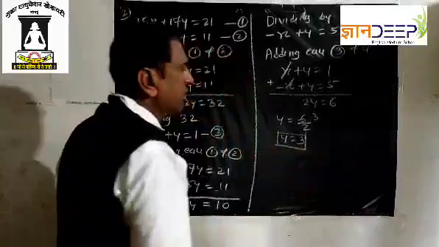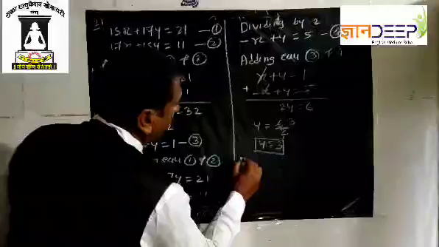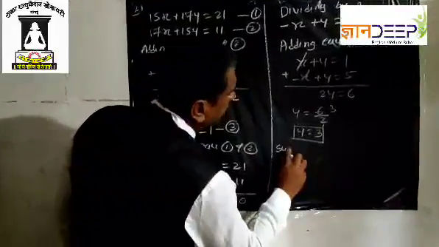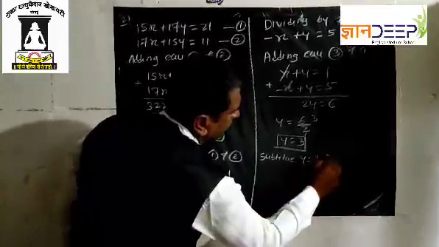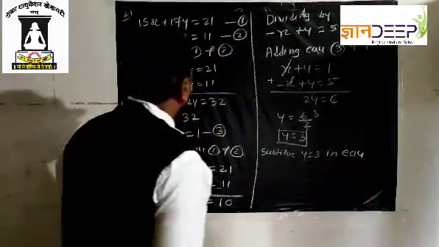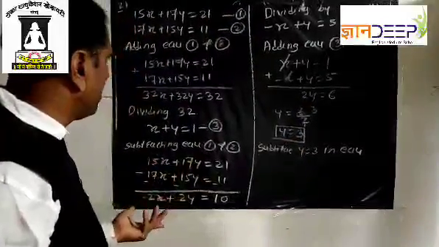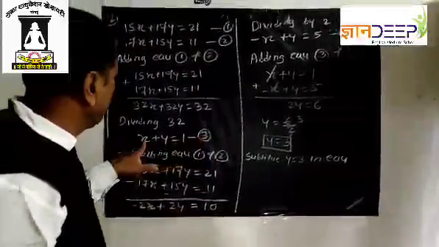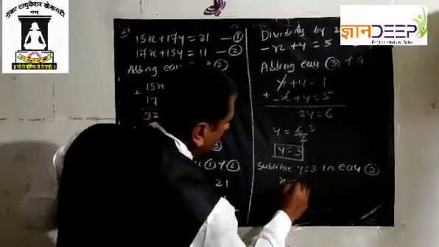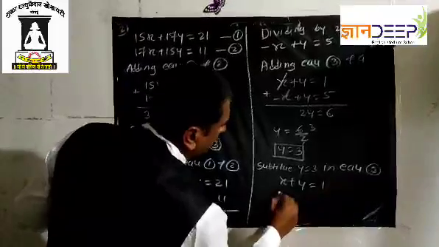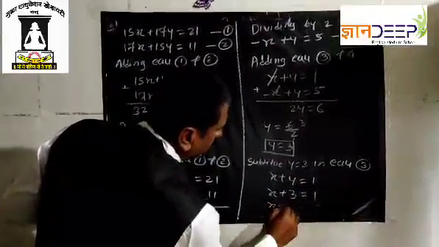Then for the solution we need both values, x and y. We got y's value. Then we will find the x value by substituting y is equal to 3 in an equation. In any equation you can put this value: 1, 2, 3 or 4. Then whichever is simple for us, in that equation we will put it. The third equation is the simple one. What is equation 3? x plus y is equal to 1. Then put y's value here, x plus 3 is equal to 1. Then x is equal to 1.